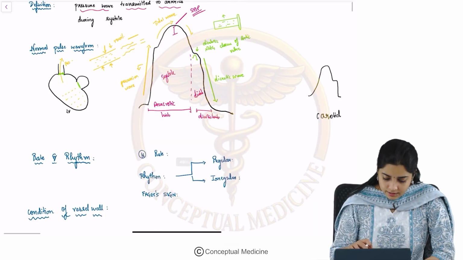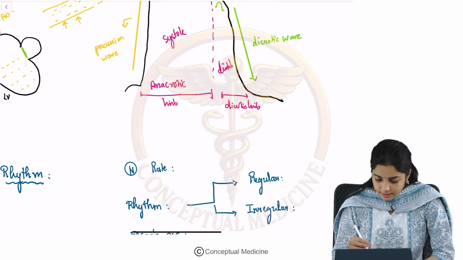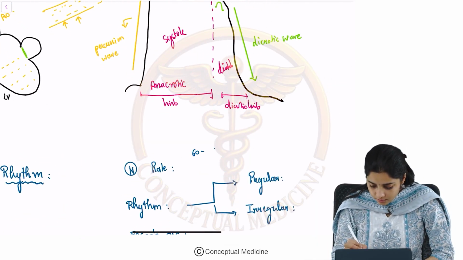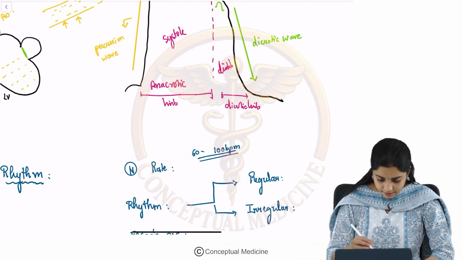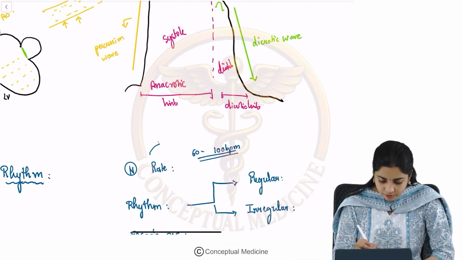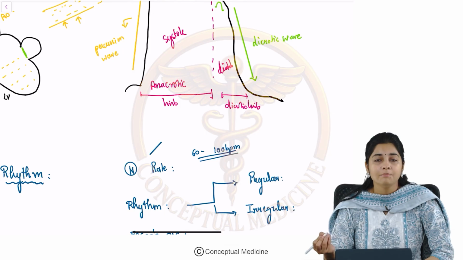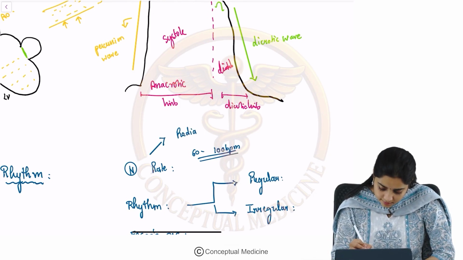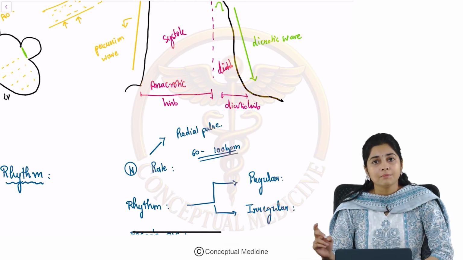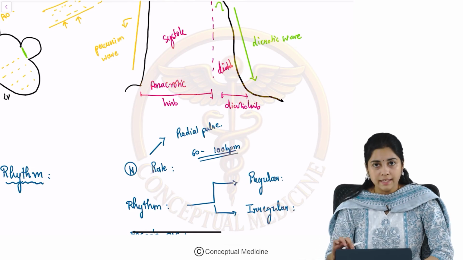So what is the normal rate? The rate varies from 60 to 100 beats per minute. This is what is considered to be within the normal range. So you remember R for R, where is the rate and rhythm best appreciated? It is best appreciated in the radial pulse.